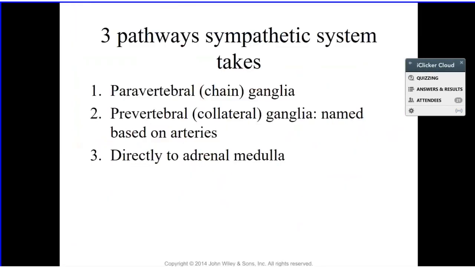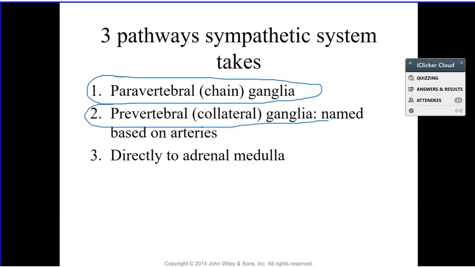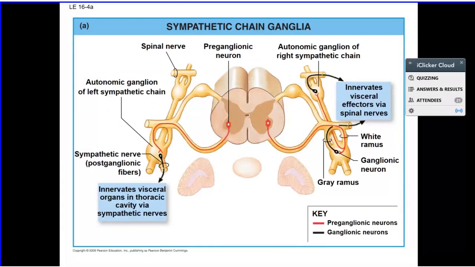So, one pathway is the chain ganglia. If it goes through the chain ganglia, where is it going in your body? Chest or stomach area? Okay. If it goes in front of your spinal cord, we call it prevertebral ganglia. Is that going to your chest or stomach area? Abdominopelvic, stomach area. And those are just named based on blood vessels. Okay. But we have a third pathway.